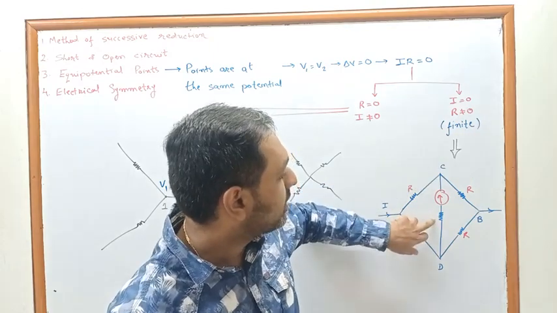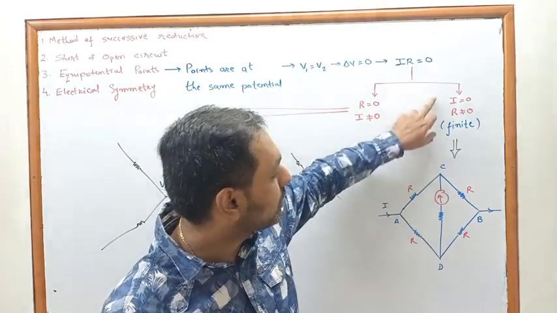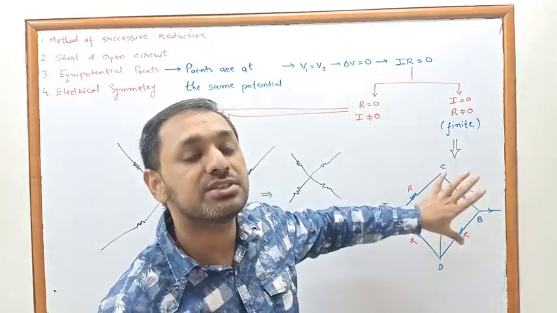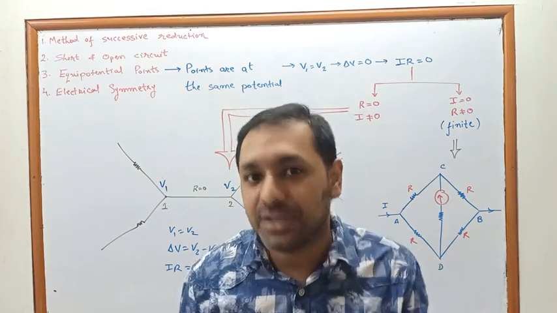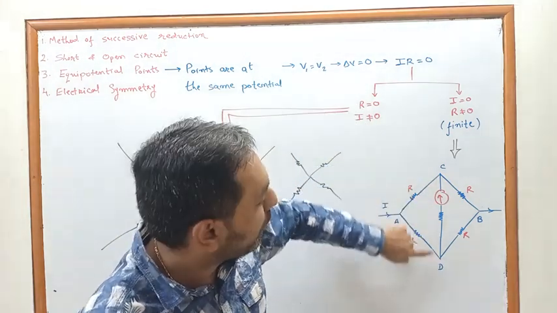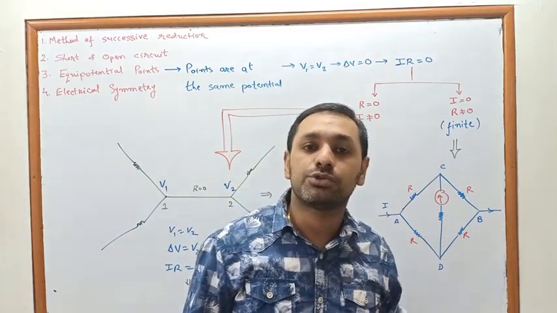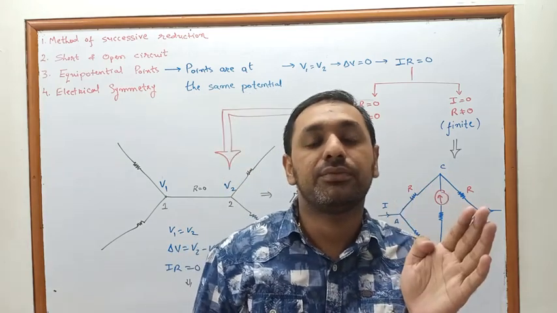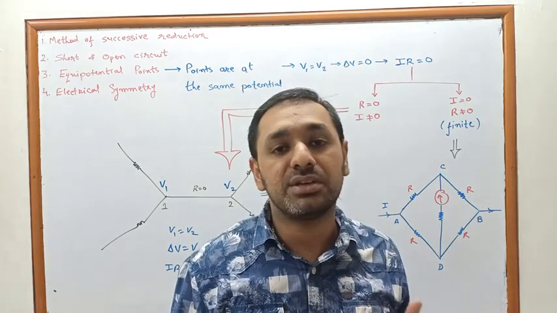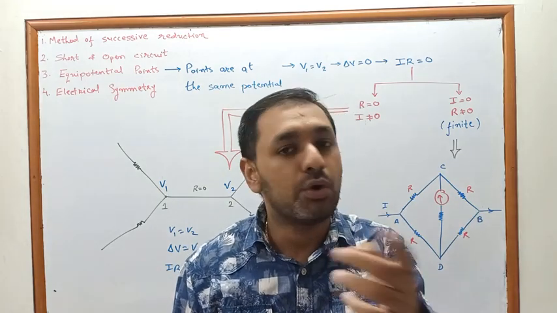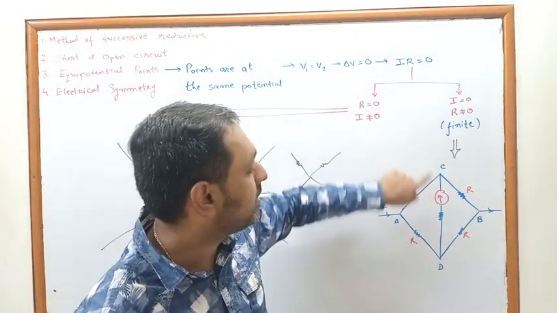So over here resistance is finite, even though current through this particular branch is 0. Now, if current through any branch is 0, it means there is no potential difference between C and D. In 10th standard also you have learned that current will flow from higher potential to lower potential. If there is no potential difference between any 2 points, no current will flow. Over here there is no current between C and D.